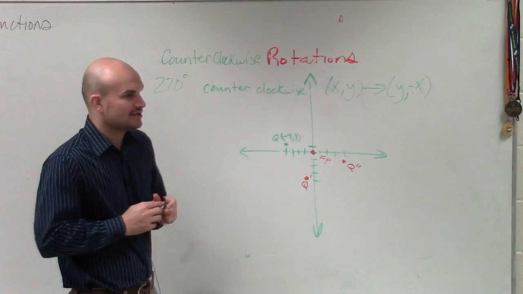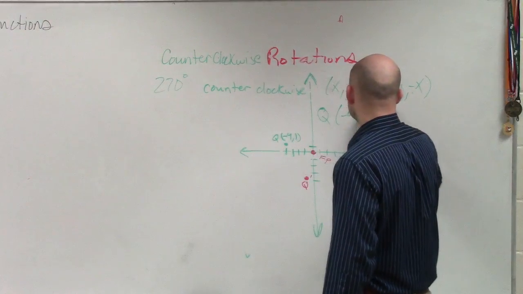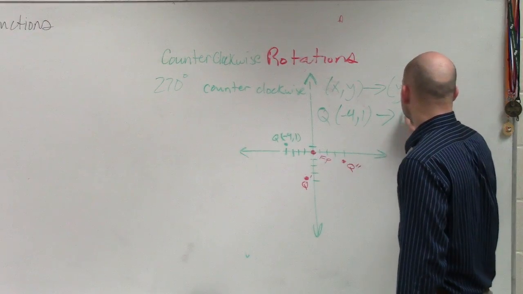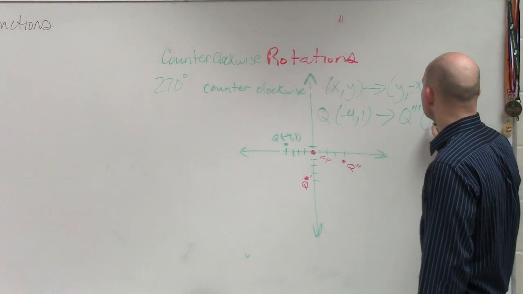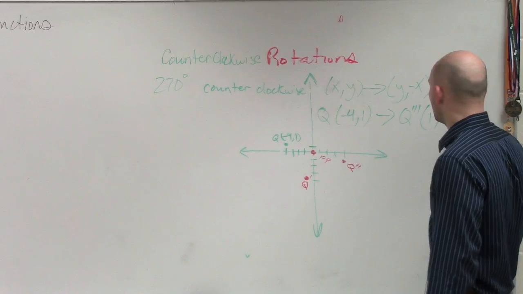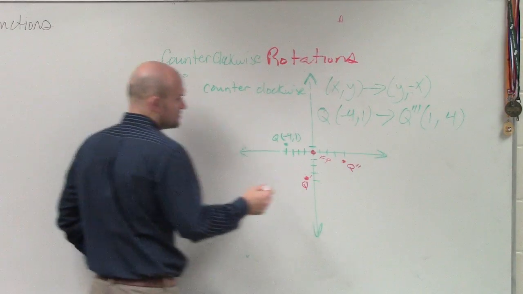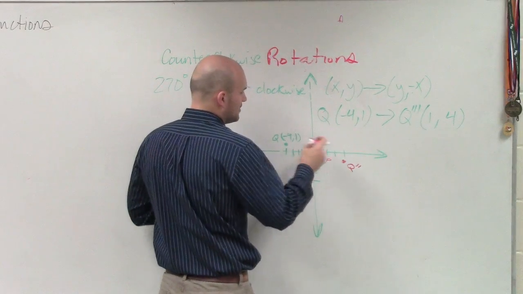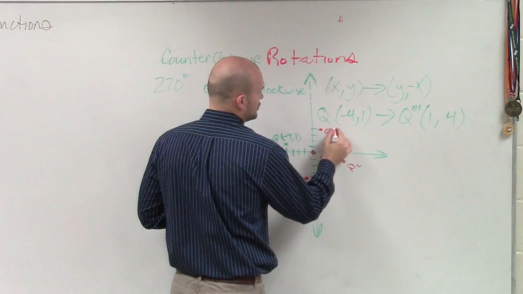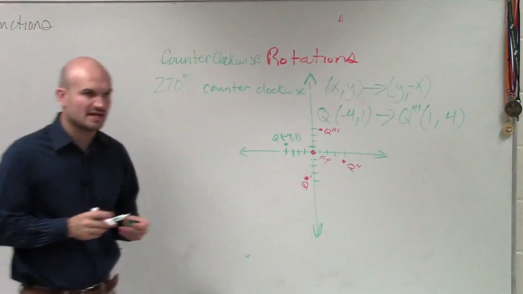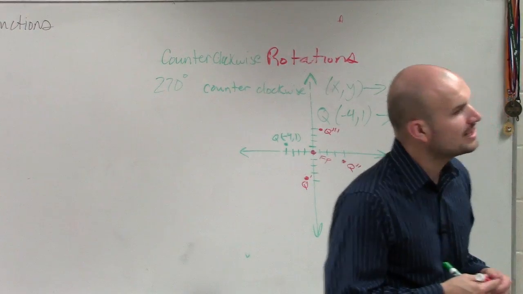So now let's go and take a look at what this would be. So if I have q, which is negative 4, 1, and now I'm going to rotate it to q triple prime, because this is going to be the third time I'm going to transform this. This is now going to be 1, 4. OK? So what I'll do now, Kaylee, is I'll go ahead and write this over. So I'll go over 1, up 4, 1, 2, 3, 4. And we'll call that Q triple prime, because this is my third rotation. So that is how you do a rotation 270 degrees counterclockwise.